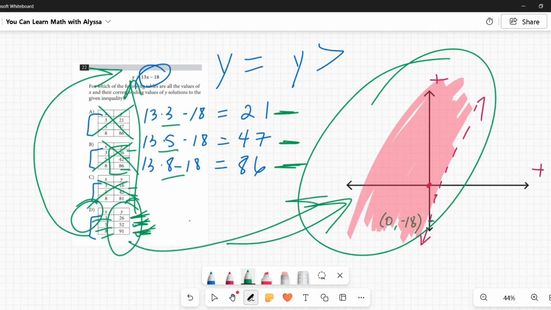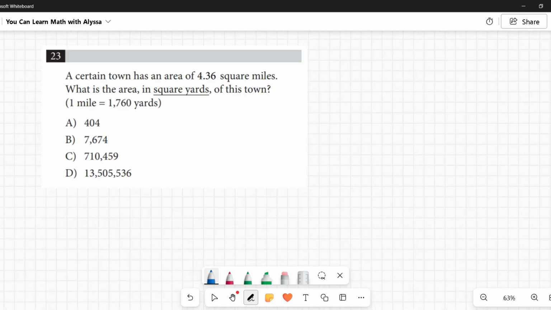And if I were to look for all 3 of these ordered pairs, they would all be in this shaded area over here. I'd be able to find all those pairs. So that also means they are solutions. It is a true statement. D is our answer.